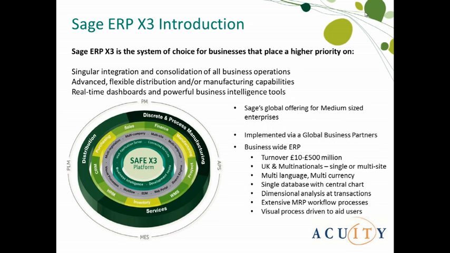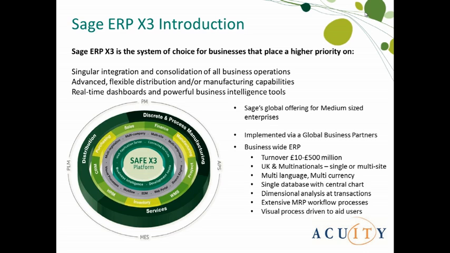It's very important to emphasize that this product now is Sage's key global offering for medium-sized enterprises. As with the two products that I've already told you about, it's implemented via a global business partner network, of which, as I said, we are one of the only companies in the UK that can provide you with all three of these solutions. Fundamentally, if you're looking at X3, you would expect to be a company with a turnover of between 10 and 500 million, almost certainly a larger scale UK company, or indeed possibly a multinational.